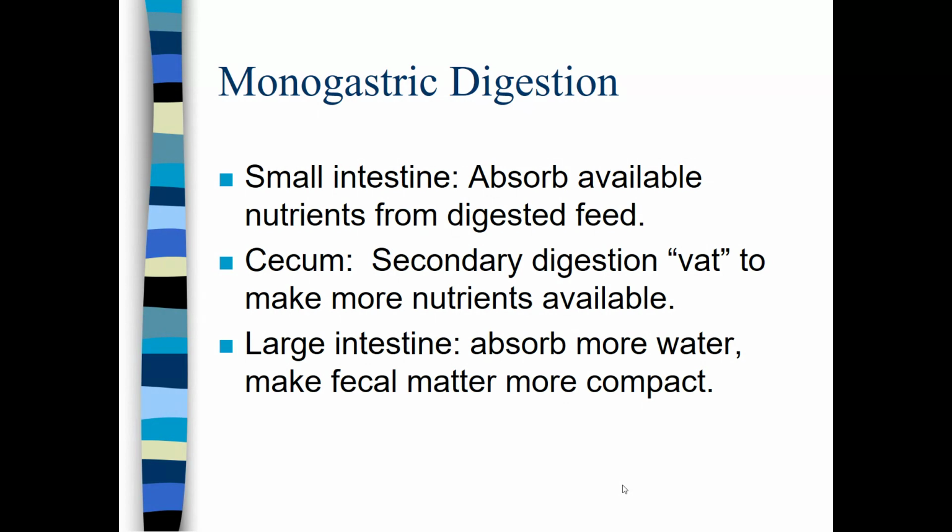You then have an area of your intestines between the small and large that is called the cecum, and that's that secondary digestion vat, where it's like, oh, I got most of the nutrients out, but I need to digest it a little bit more to get more. In simple digestive systems, the cecum is rather small. And then finally, the large intestine's job is to absorb most of the water out of your food and then make the fecal matter more compact. This is an area that's very important, because if it doesn't work, it's pretty easy for an animal to get dehydrated.